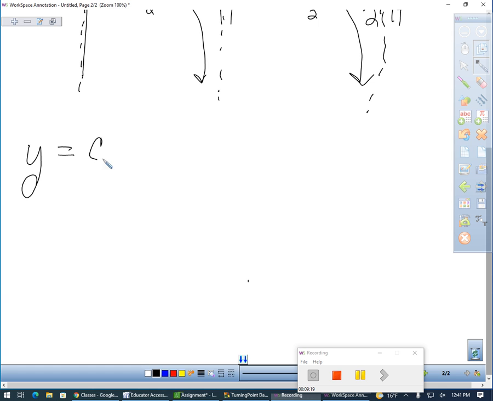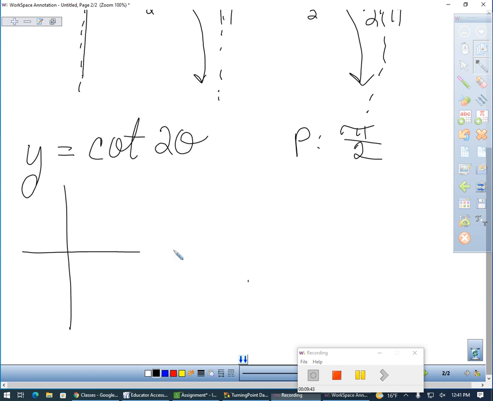So let's go with cotangent of 2 theta. All right, so if we're talking about the period this time, we take pi and divide by the number in front of theta, which is 2. So our period is only a half a pi. So here is my graph. Here's pi over 2, which means 2 periods would be pi, right?